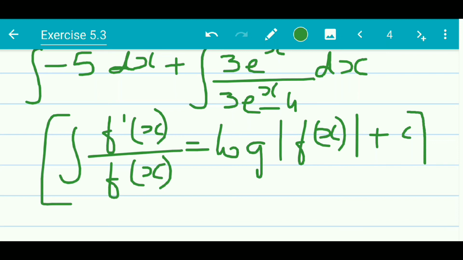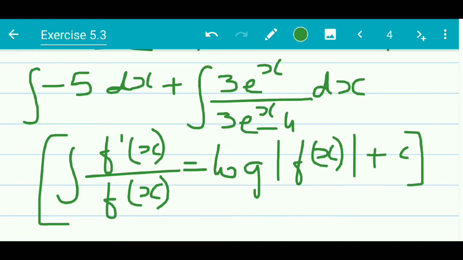That is, you observe the numerator and the denominator of the second term. Now, when you take the second term denominator and you find the derivative, what is the derivative of 3 e raised to x minus 4? It is 3 e raised to x, isn't it? So that derivative comes out as the numerator. So if f of x is 3 e raised to x minus 4, then f dash of x is 3 e raised to x. That means the answer can be directly written as log f of x plus c, that is log of the denominator plus c.